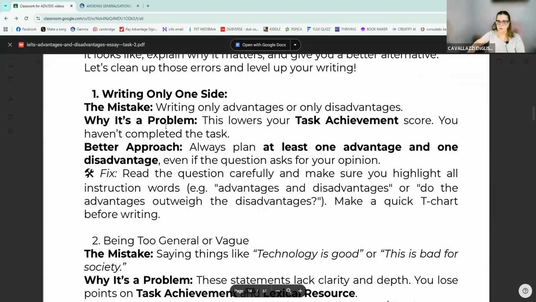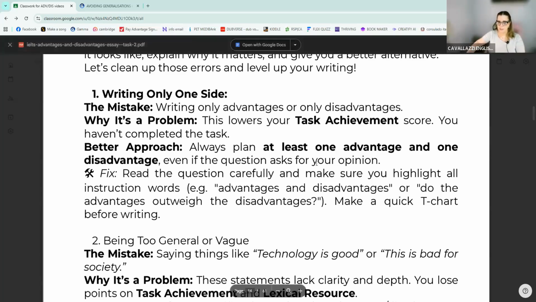What are the mistakes we can make in the essay, right? For example, here, one of the mistakes is to write only the advantage or only the disadvantage, okay? And how should it be? What's the problem? Actually, this lowers your task achievement score, okay? So what's a better approach, how should we actually do it, right?